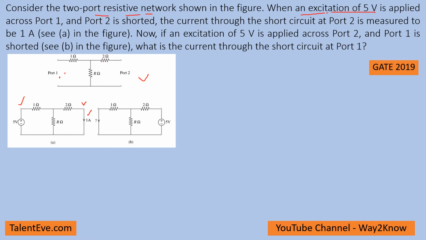Now if an excitation is provided across port 2, that means this side, and port 1 is shorted, we just need to calculate the current. So this is a simple problem. Basically the ultimate aim is to calculate the current that is passing through this node.